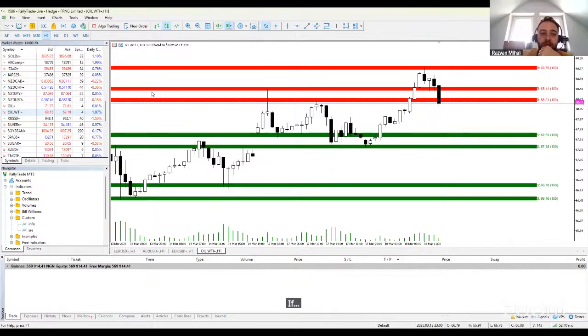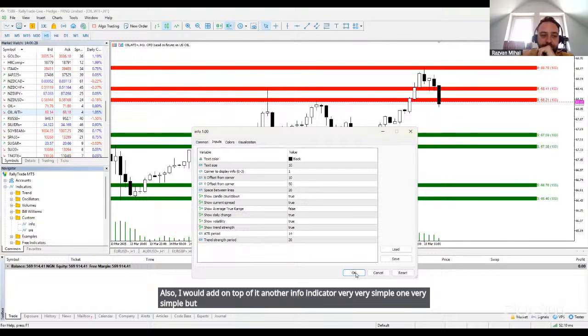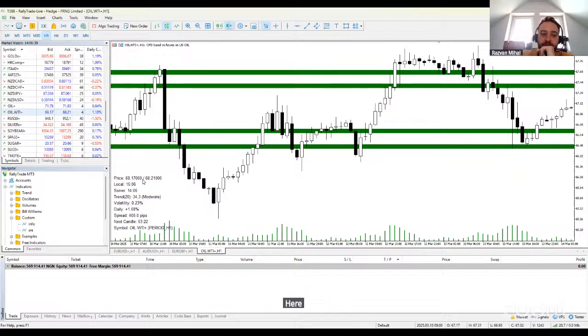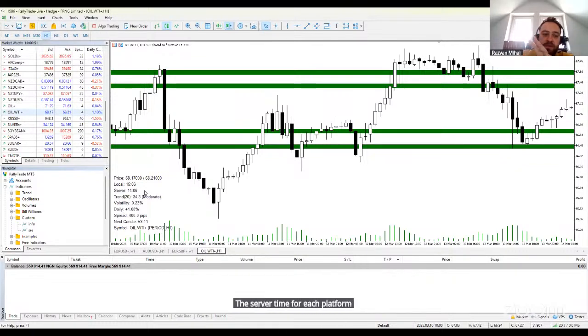Also, I would add on top of it another info indicator, very, very simple one, but comes in very handy. You will see it on my screen now. Here, you'll have the price, bid ask, you'll have the local. This is very important. You'll have the local time and the server time. The server time for each platform is very different to the local time. Rallytrade has a server time. This is my local time. Your local time will be different. So it's very easy to understand what is the difference in the local time and server time.